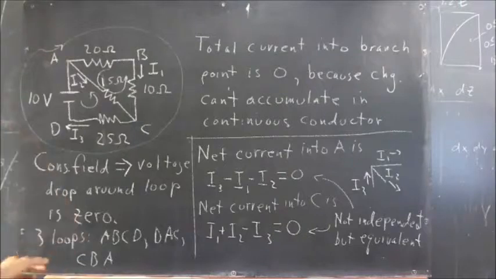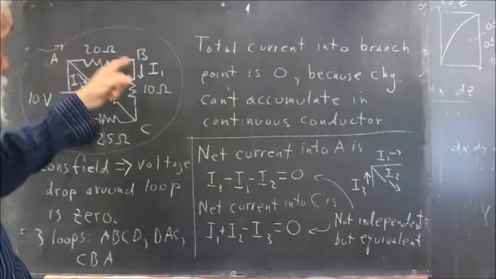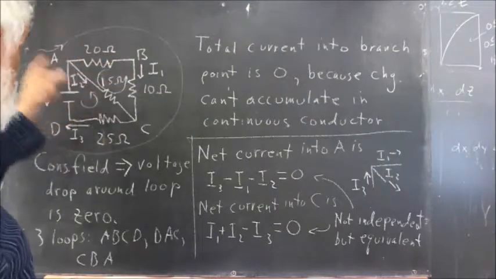Now, there are three loops in this circuit. I asked everybody to find them, so you ought to think that through if you haven't already done so. I've got to point them out. Now there's one here from A to B to C and back.